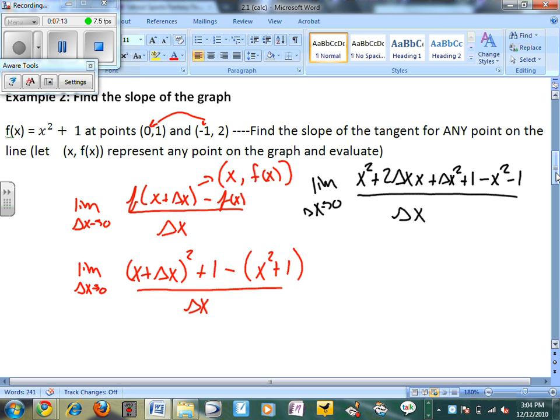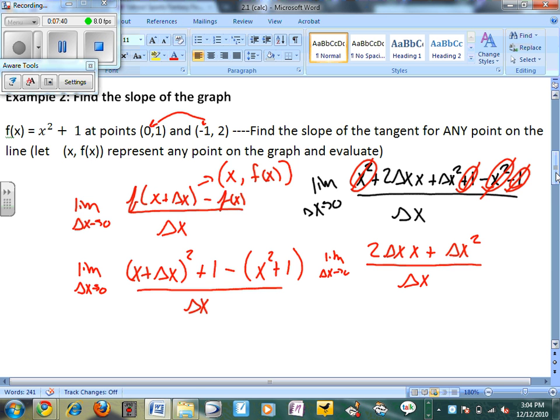Combine like terms, and I'm going to see that there's a positive x squared and a negative x squared. Those will cancel out. I'm also going to see that there's a positive 1 and a negative 1. Those are going to cancel out. So what I'm left with is 2 times x times the change of x plus the change of x squared, all over change of x. And we're still taking the limit as change of x approaches 0.